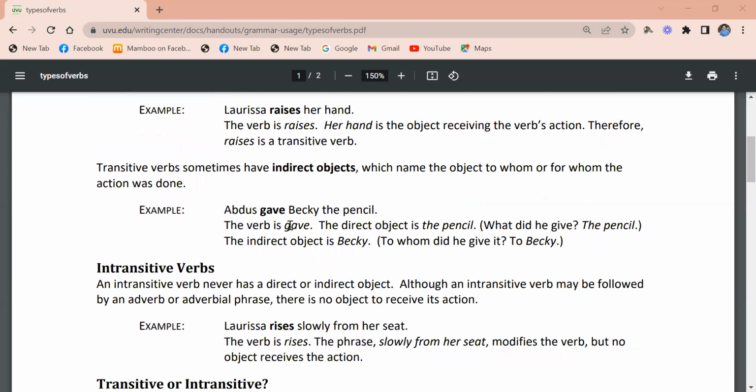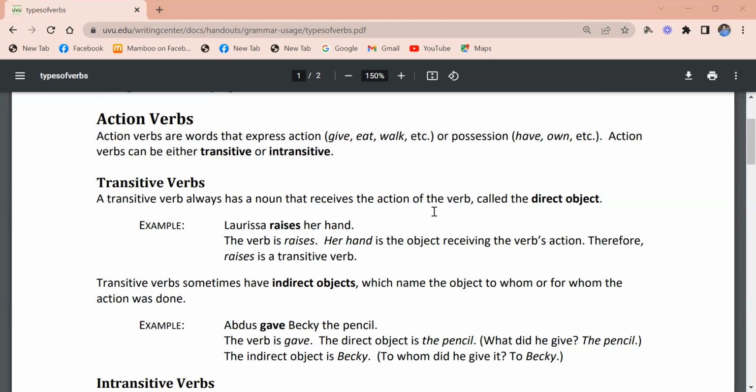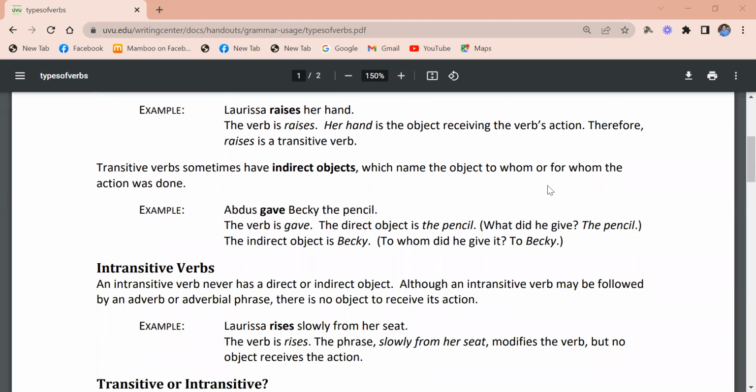Transitive verbs sometimes have an indirect object. So, para ma-identify ang direct object, you have to answer the question, what? Lorisa raises what? Her hand. How are we going to identify the indirect object? By answering the question, to whom or for whom. It means it is also a noun in the complement, or after the verb. Example, the sentence is, Abdus gave Becky the pencil. What is the subject? Of course, Abdus. What is the verb? Gave. So, Becky the pencil.